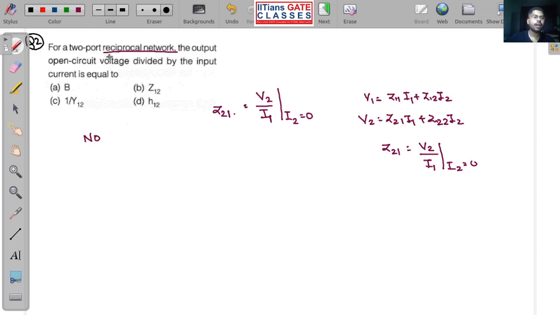No. Why? Because it is given that it is a reciprocal network. So in a reciprocal network, we know Z12 is equal to Z21. So that is why this is Z21. So option B is your correct answer. Very good question, very tricky question.